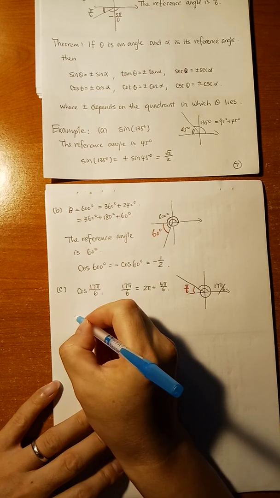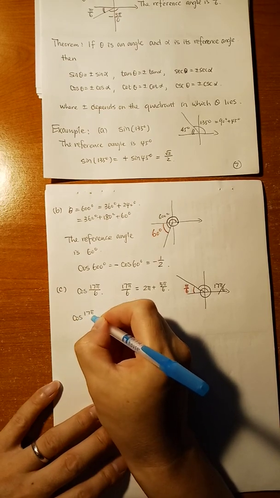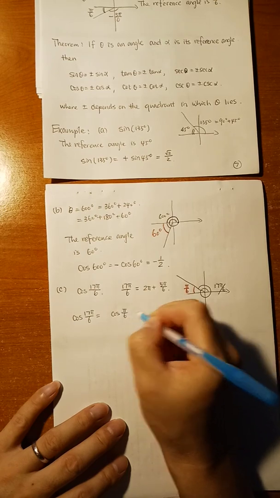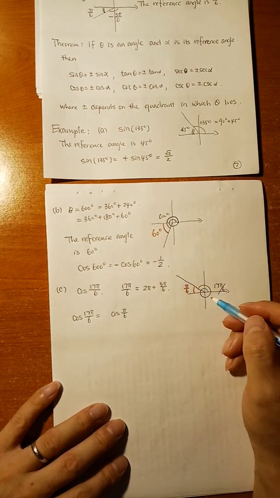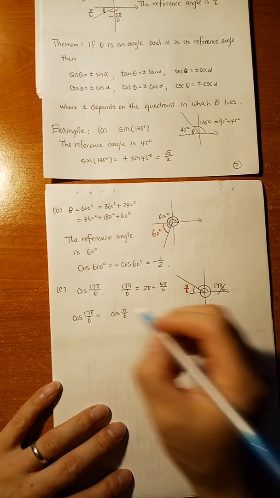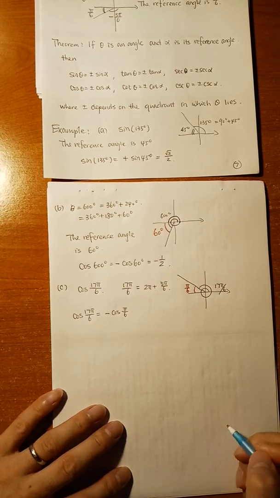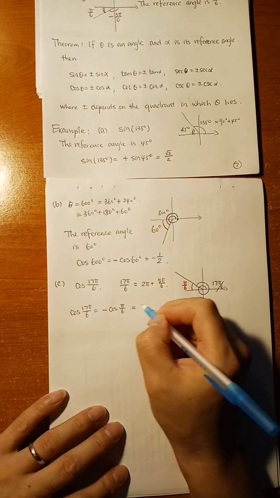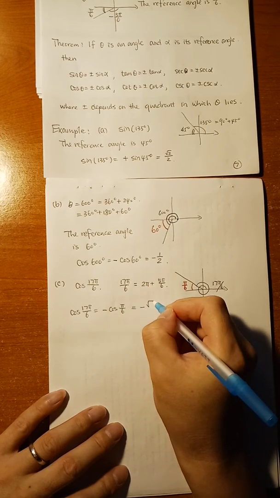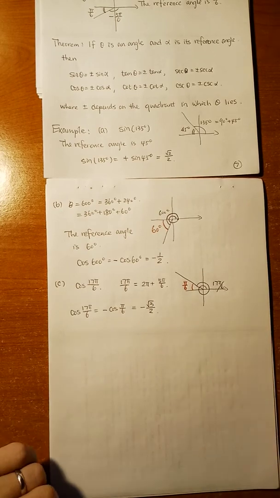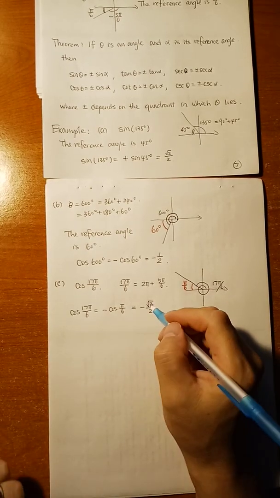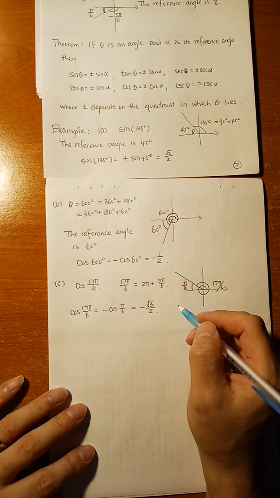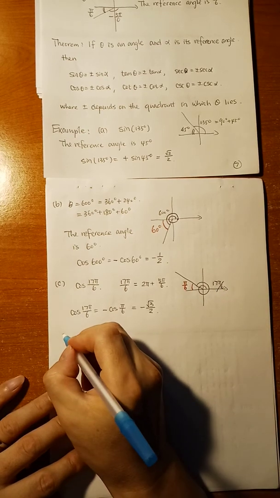Okay, so the cosine of 17 pi over 6 is cosine pi over 6. It's in the second quadrant. In the second quadrant, cosine is negative, so you must put a negative sign. And pi over 6 is 30 degrees, so it's negative square root of 3 over 2. Cosine pi over 6 is square root of 3 over 2. Okay, last one.